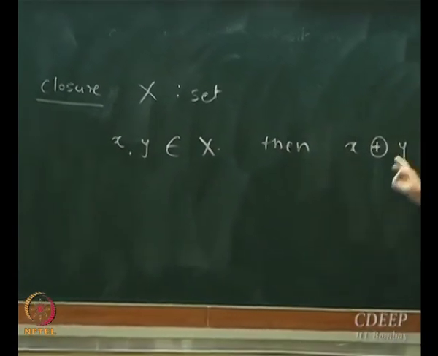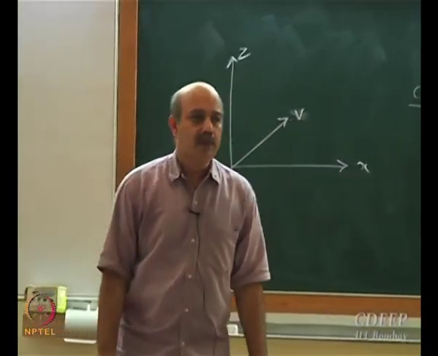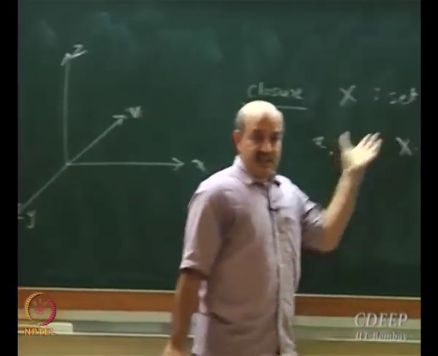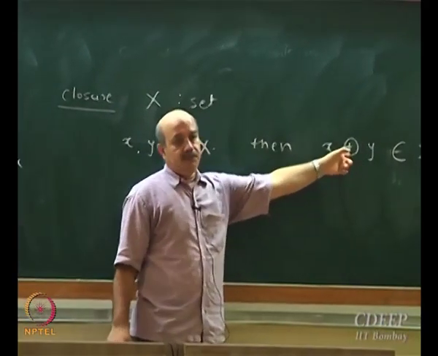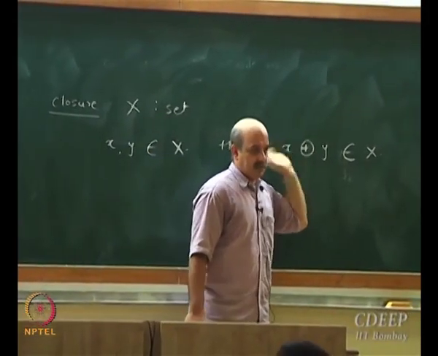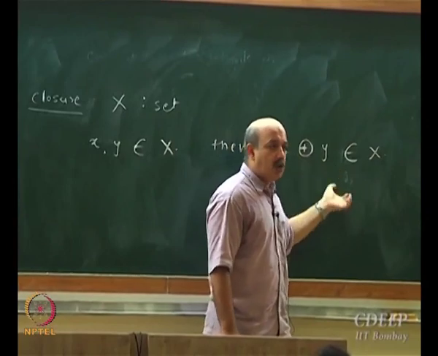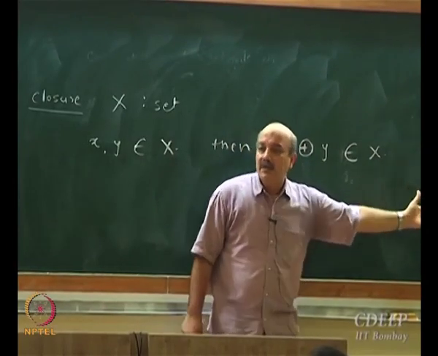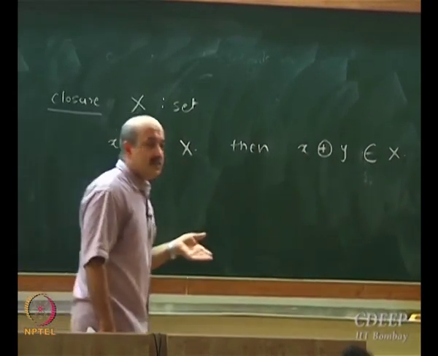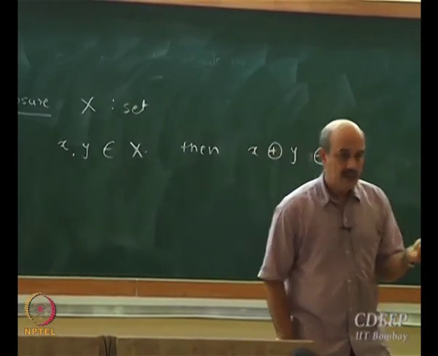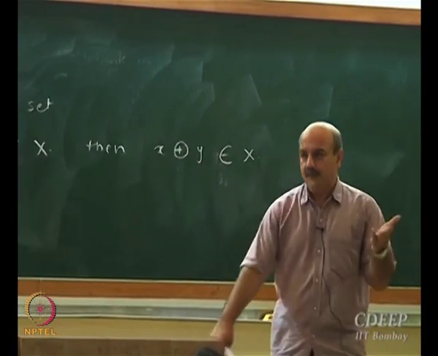Now this operation here I have written as plus. It could be any operation. It could be multiplication. It could be division. Okay? So, given any set, if you take any two elements of this set and if you perform an operation, for example, multiplication, and if the element that results after performing the operation also belongs to the set, then it is called a closed set, okay? For example, the set of integers is closed on addition, subtraction, it's not closed on division, right?